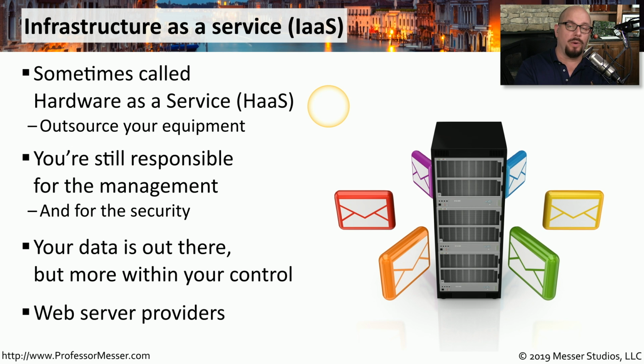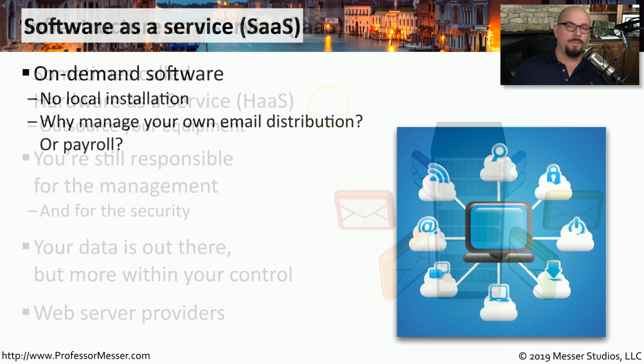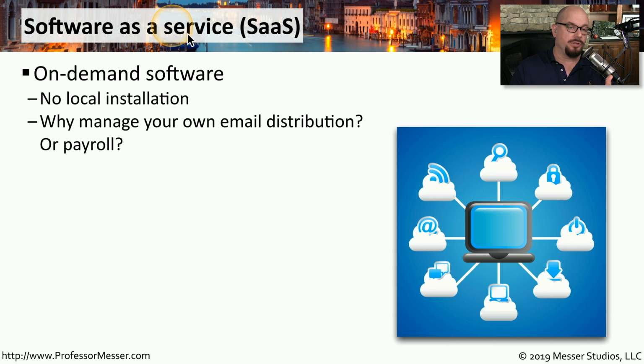One common implementation of infrastructure as a service is a web hosting provider. You purchase the hardware from that web hosting provider, but you're responsible for installing the web hosting software and maintaining all of your websites. Another popular cloud model is software as a service, or SaaS. Software as a service is sometimes referred to as on-demand software. You log into a website and you immediately have access to this software.